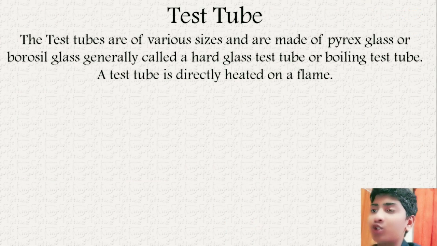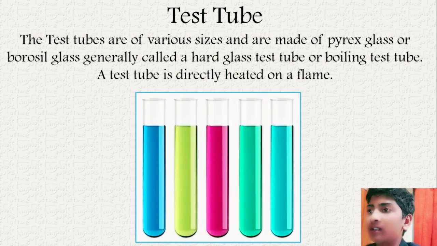First one, test tube. Test tubes are of various sizes and made of Pyrex glass or borosilicate glass. Pyrex or borosilicate glasses are glasses which do not break if they fall on the ground. So they are also called hard glass test tubes or boiling test tubes. This glass material is mainly used to make test tubes to heat the liquids or the chemicals. This test tube is directly heated on the flame. This is the picture of a test tube. See here, there are different test tubes with different chemicals.